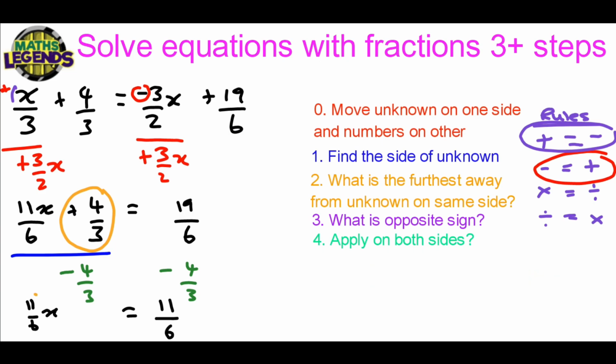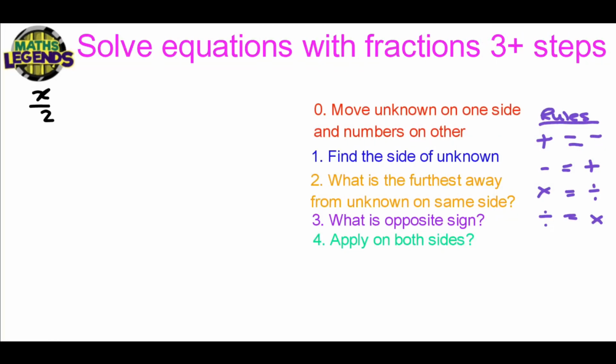So now in front of the x we have 11 over 6, which we want to get rid of. Now this is the same as 11 over 6 times x, so we're going to apply divide by 11 over 6 on both sides. 11 over 6 divided by 11 over 6 is 1, so it's just x equals 11 over 6 divided by 11 over 6, which is 1 also. So x equals 1 in this case. Let's look at another example.